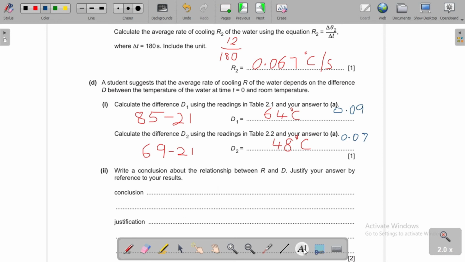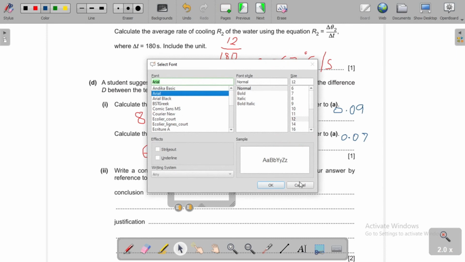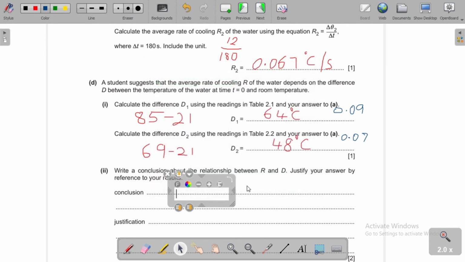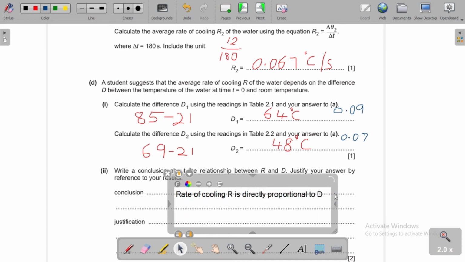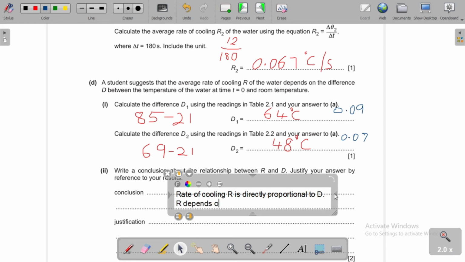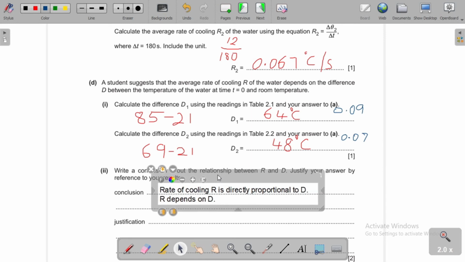So I'll write my conclusion now. The rate of cooling R is directly proportional to D. This means R depends on D. Okay, the second one.